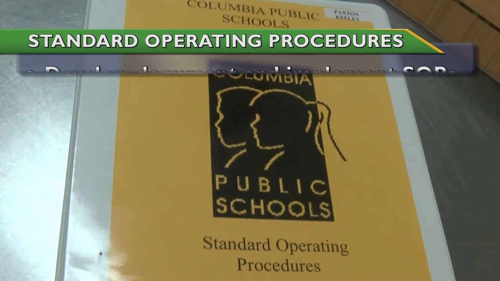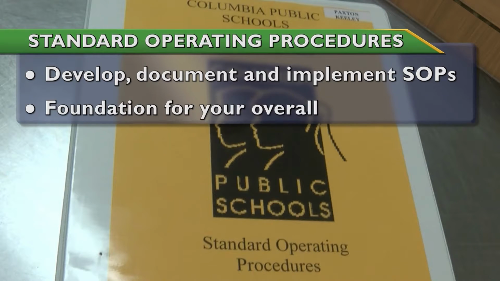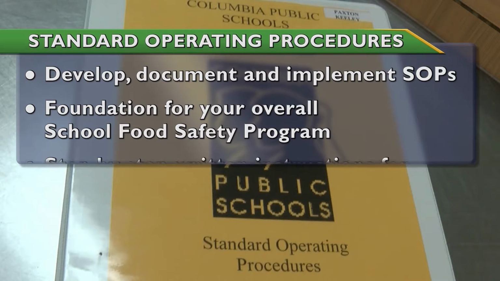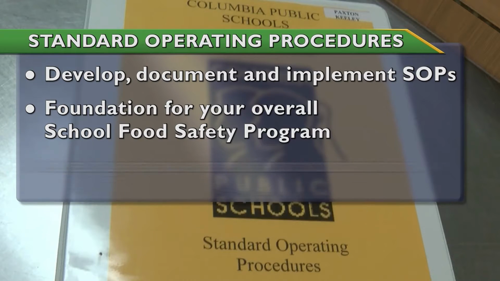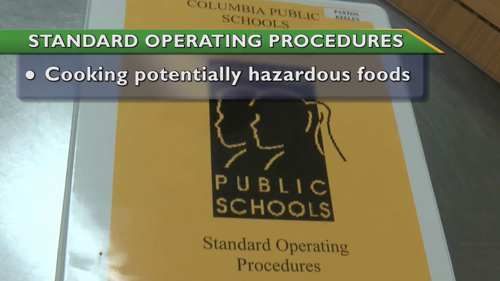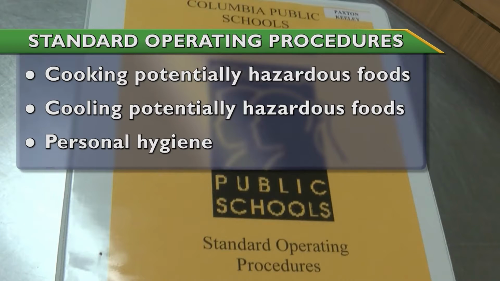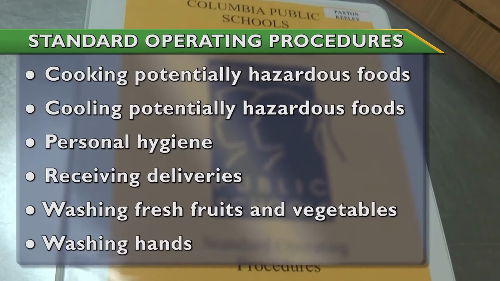Step 1. Develop, document, and implement standard operating procedures, or SOPs. SOPs lay a strong foundation for your overall school food safety program. SOPs are the step-by-step written instructions for routine food service tasks that affect the safety of food. Some examples of topics for school food service are cooking potentially hazardous foods, cooling potentially hazardous foods, personal hygiene, receiving deliveries, washing fresh fruits and vegetables, washing hands.